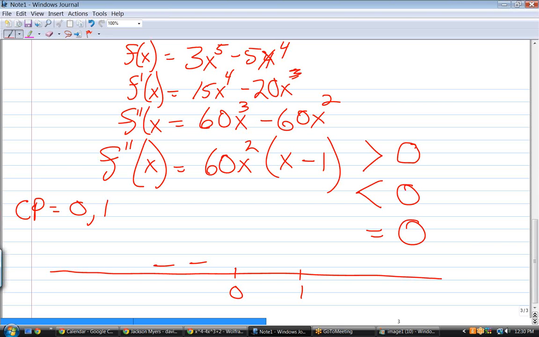In between, what is it? Is it negative as well? And finally, when it's greater than 1, this part's positive, that part's always positive, so it's like that.